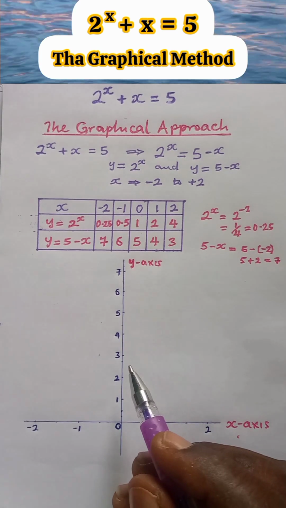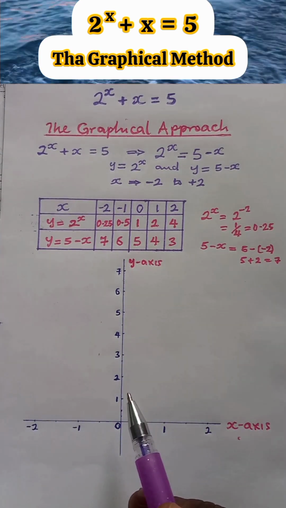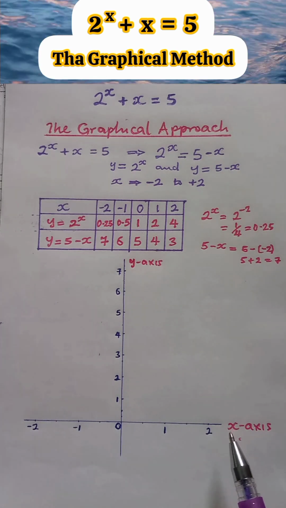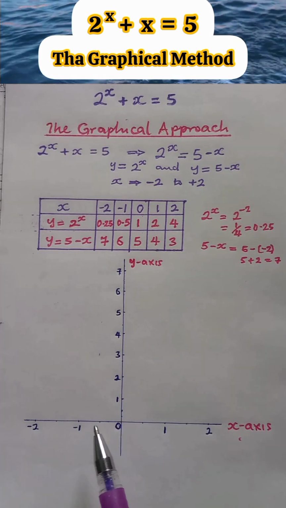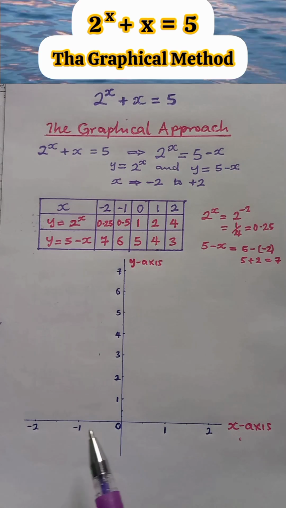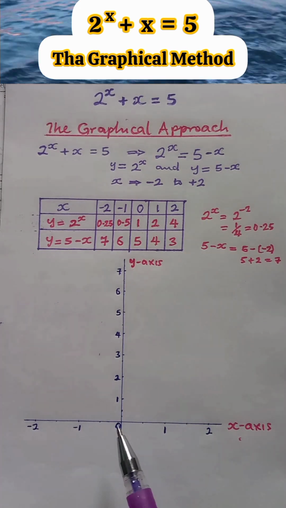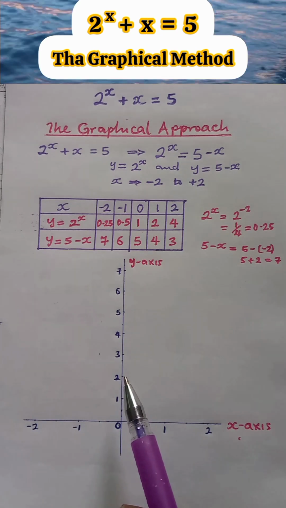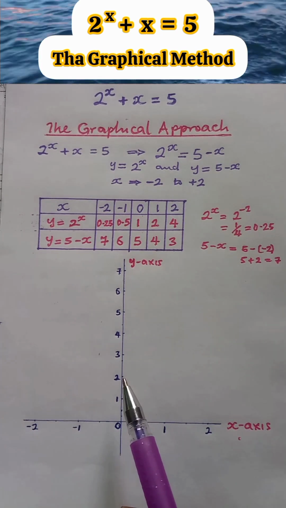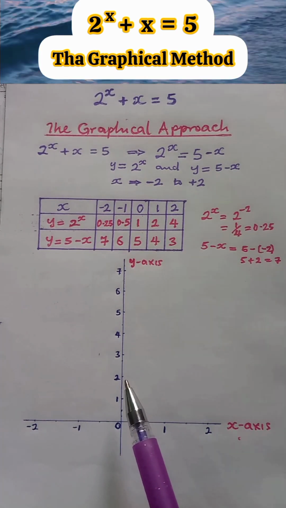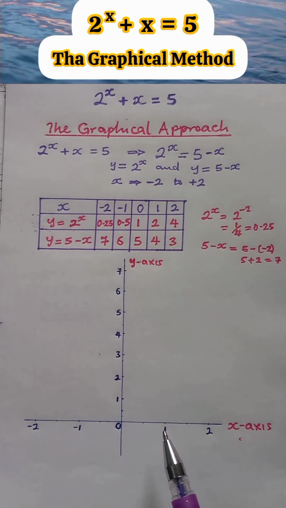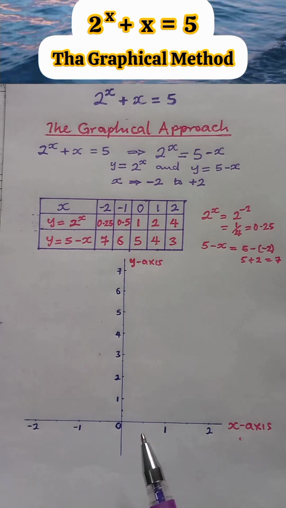Here is our graph. We have the y-axis and here we have the x-axis. On the x-axis, 2 centimeters represents 1 unit, while on the y-axis, 1 centimeter represents 1 unit. We have a greater number of digits on the y-axis, hence we are using 1 centimeter to 1 unit, while on the x-axis we have fewer digits, hence we use 2 centimeters to 1 unit.